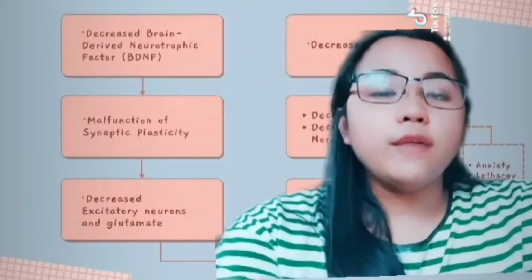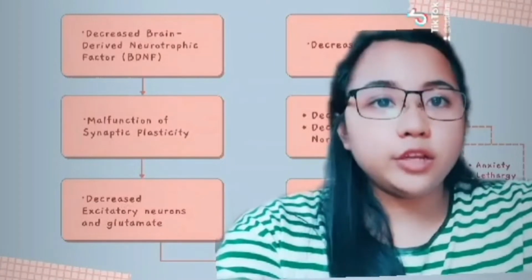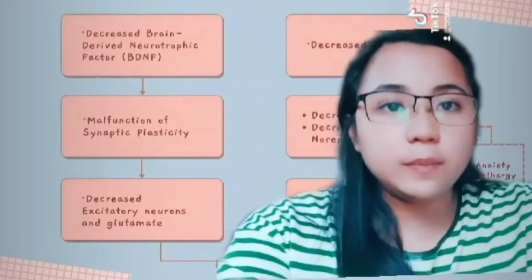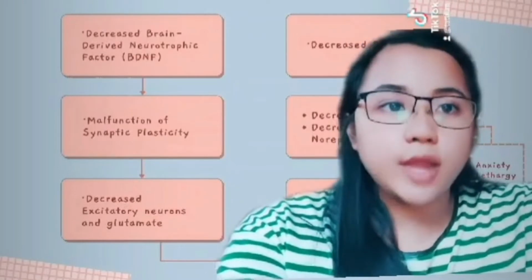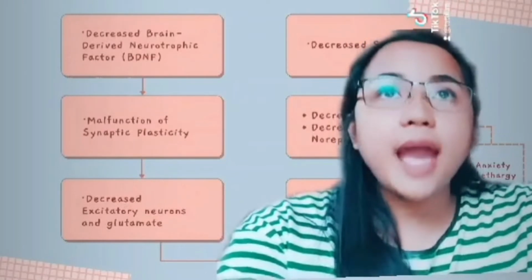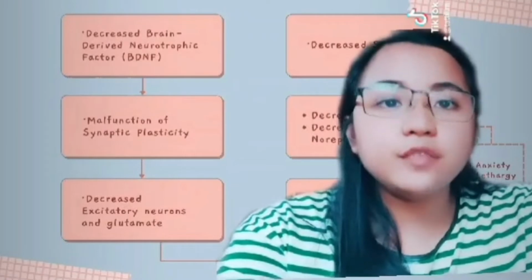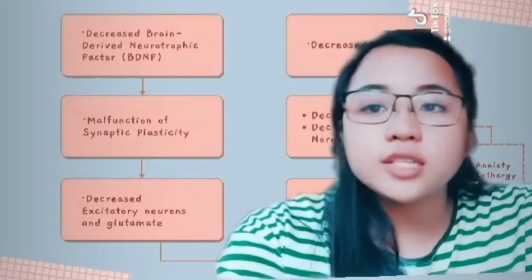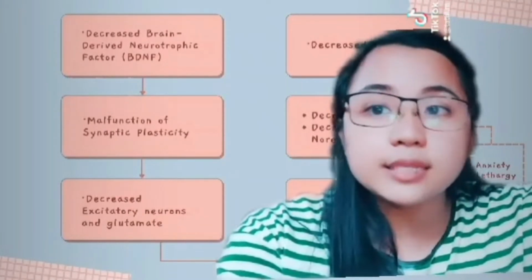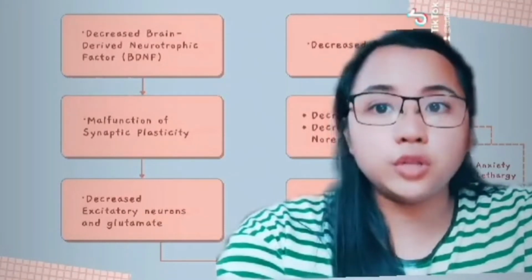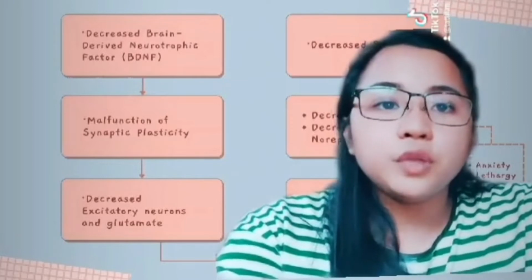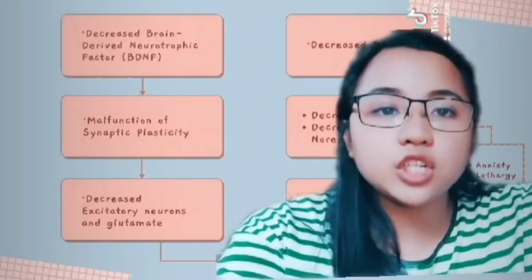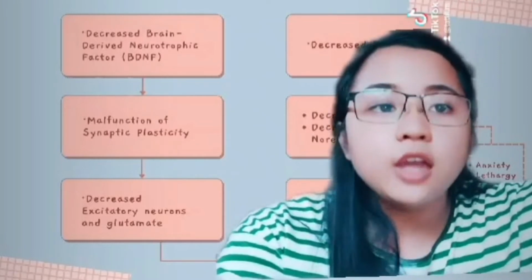Just like what I have said earlier, when there is an increased level of cortisol in the bloodstream due to prolonged stress, and since stress blocks the production of BDNF, there will be a decrease in brain-derived neurotrophic factor, which normally stimulates dendritic sprouting and new neuron growth. So when this happens, the result will be a malfunction of synaptic plasticity.